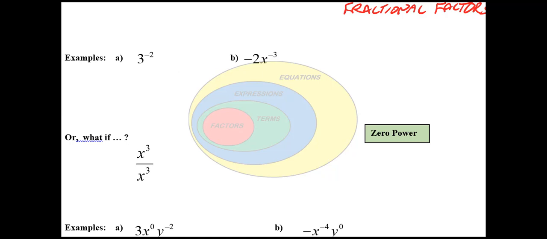So for this first problem, the factor is 3, and it's raised to the negative 2 power. So we have this negative power here. All that's telling us to do is rewrite this factor in the denominator. So it would be 3 to the second power.